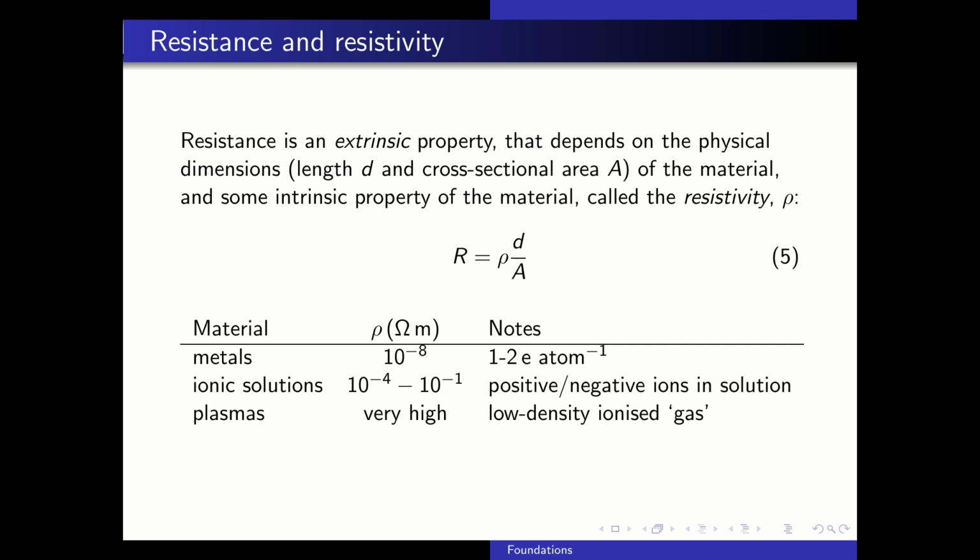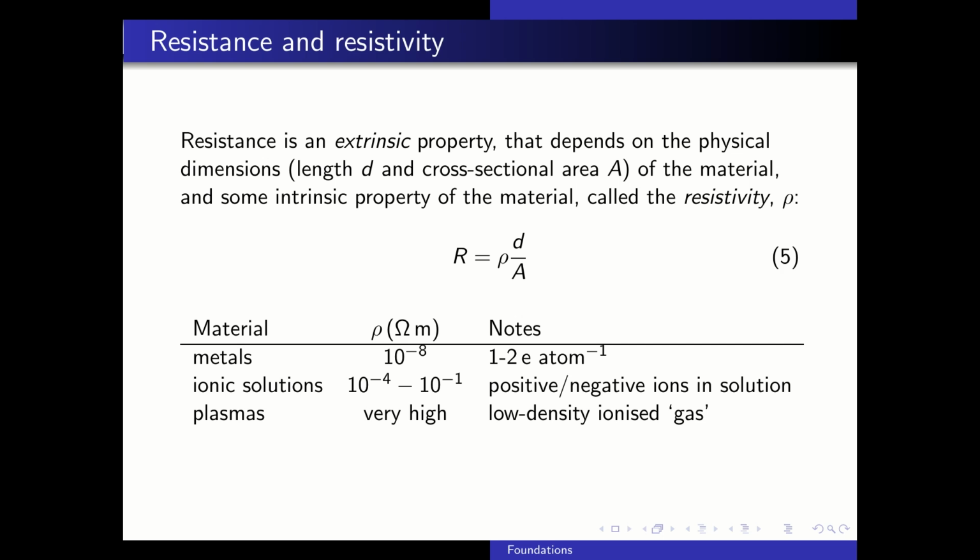The intrinsic property we call the resistivity, and we symbolize it with the Greek letter rho, has units of ohms times meters, ohm meters. The physical dimension characteristics that are important are the cross-sectional area A, through which the current is flowing, and the length of the path D. So the longer the path that current needs to flow through, the greater the resistance is. But the larger the cross-sectional area, the less the resistance is.